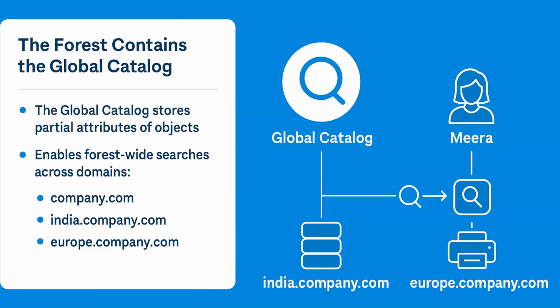Let's say a user named Mira works in India.company.com, and she wants to find a printer that exists in Europe.company.com. If her computer had to search each domain separately, it would be slow and inefficient. Instead, her computer simply asks the global catalog. The GC quickly returns the information, and Mira gets what she needs instantly. This is why GC is essential for forest-wide searches, authentication, and overall performance.